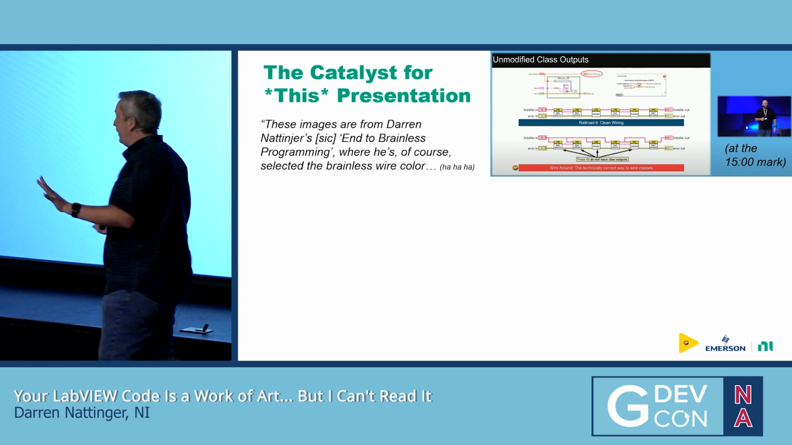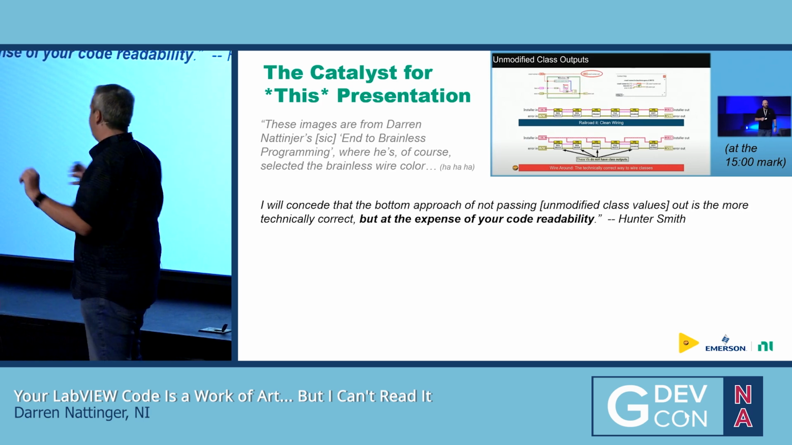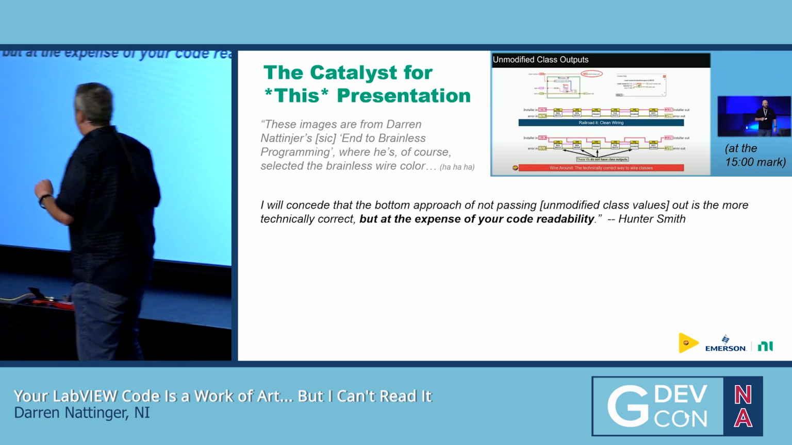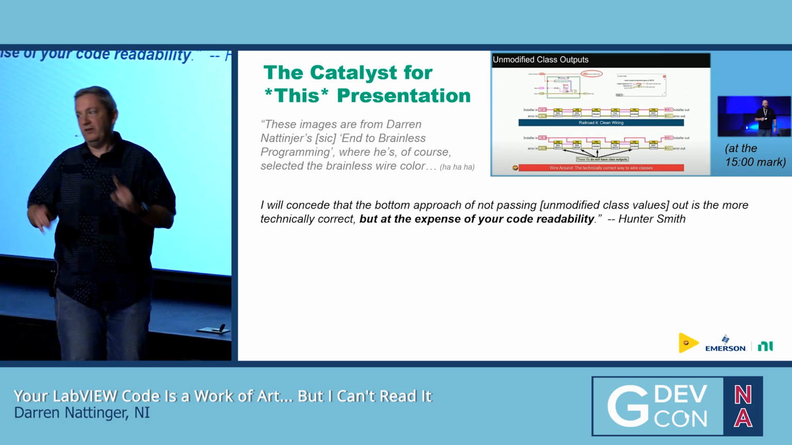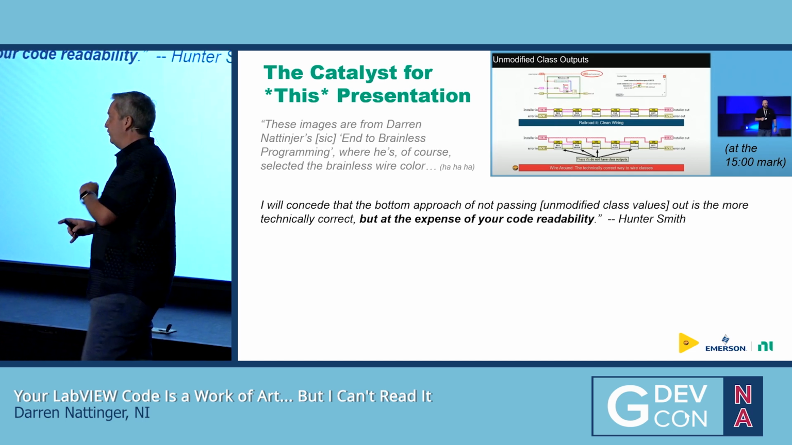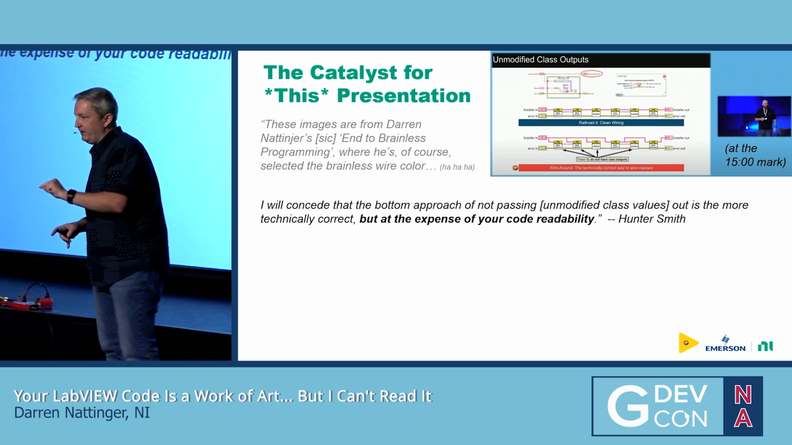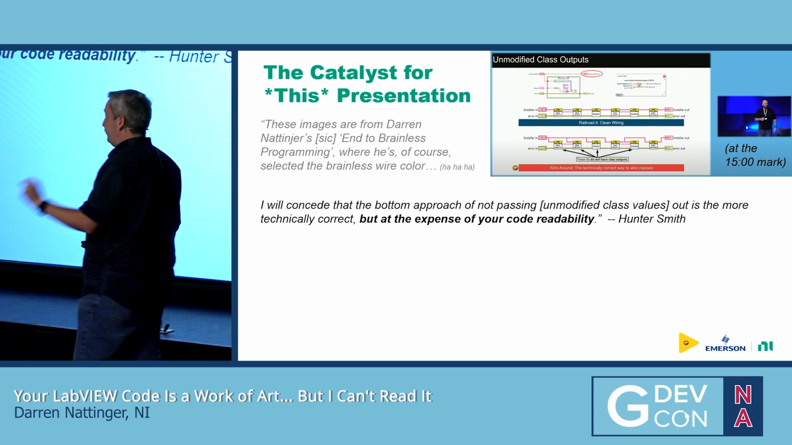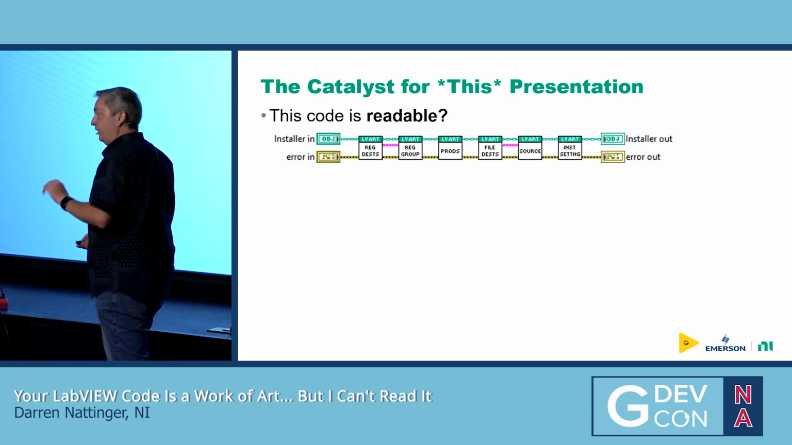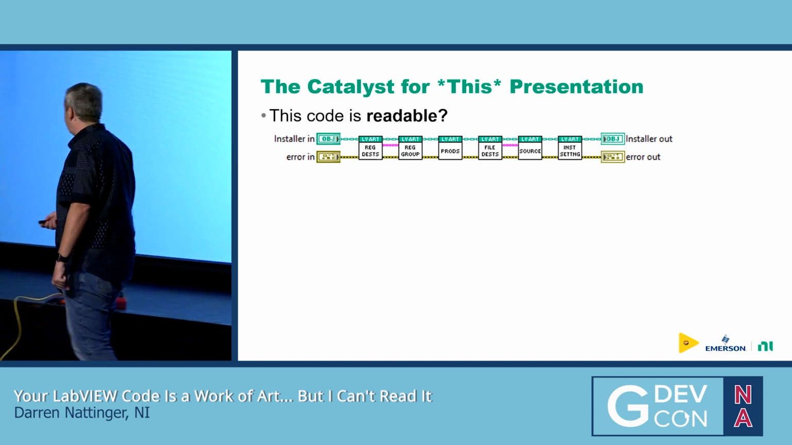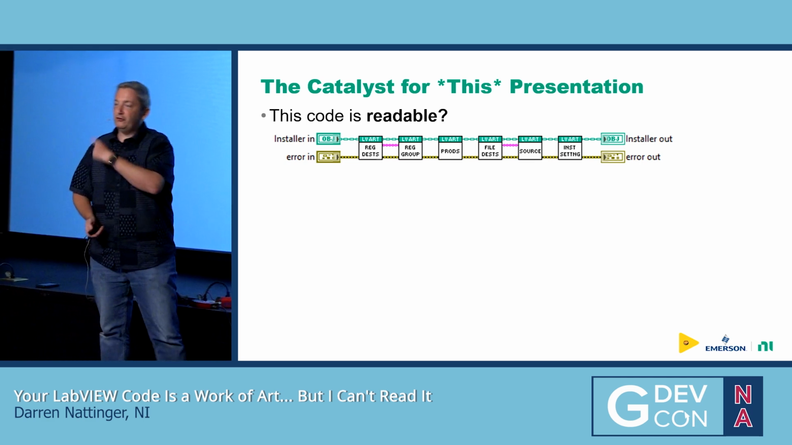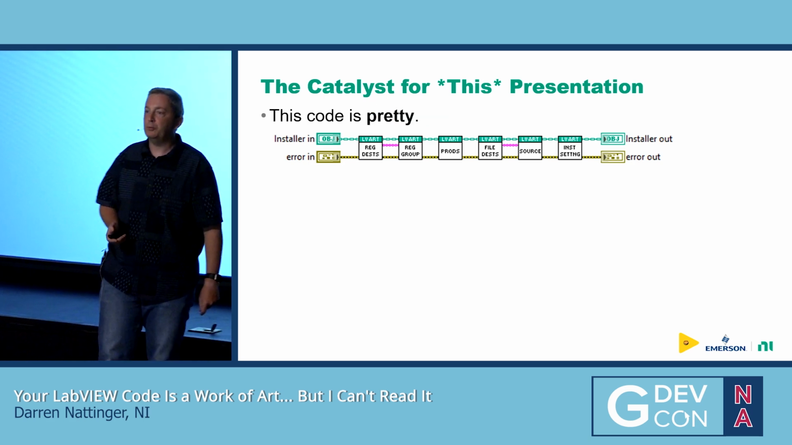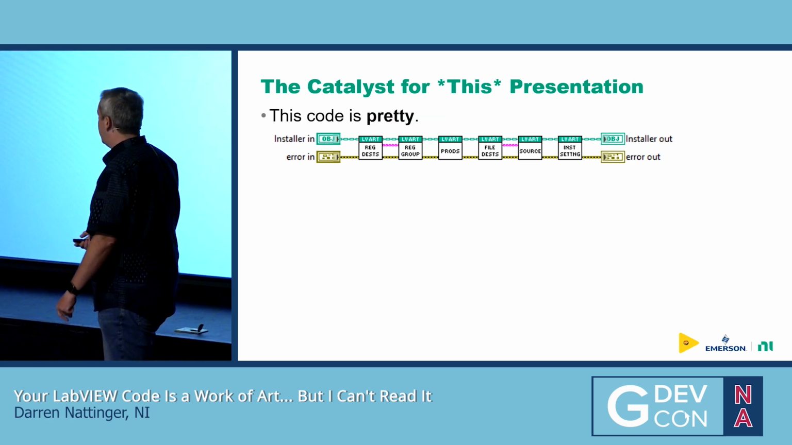The part that made me mad was right after this when he said, "I will concede that the bottom approach of not passing unmodified class values out is the more technically correct, but at the expense of your code readability." Those are Hunter's words. I heard that and I paused the video and then I rewound to make sure I got it correct. So what was said was that this code, which I have written with a non-default class wire color, just for you, Hunter, is readable. This code is not readable. This code is pretty.